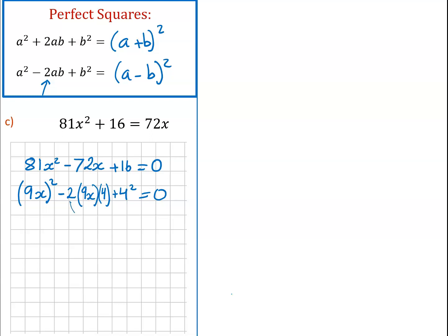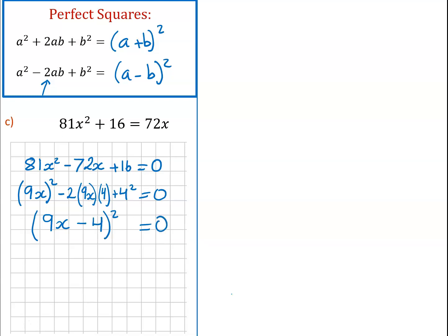2 times 4 is 8. 8 times 9 is 72. Look at that. Yes, we can write it in that form. Well, this means that we can write it in this form. Let's do it. We have 9x minus 4 all squared equal to 0.